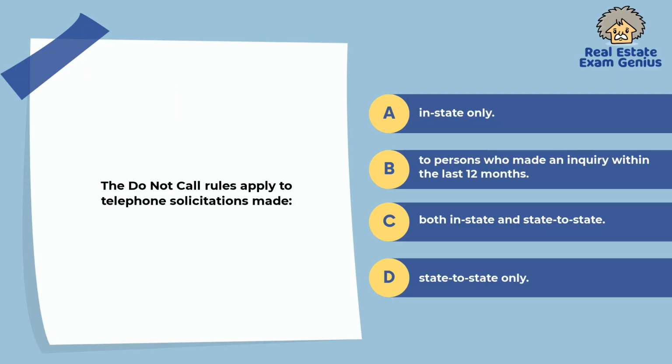The do not call rules apply to telephone solicitations made in state only, to persons who made an inquiry within the last 12 months, both in state and state to state, only.